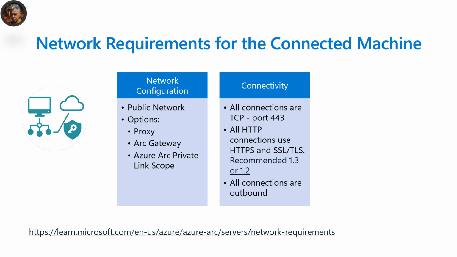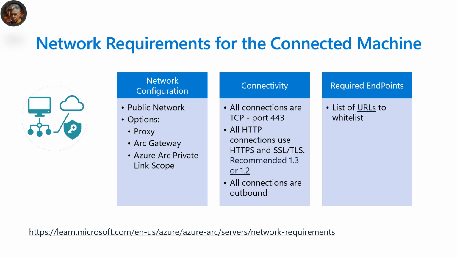Second, the connectivity from each machine to Azure is only outbound. They use TCP port 443, and connections are encrypted via TLS 1.2 or 1.3. Last but not least, there is a list of URLs that need to be added to your company firewall to allow communication. The URLs listed at the bottom of this page contain the URLs needed to be whitelisted.